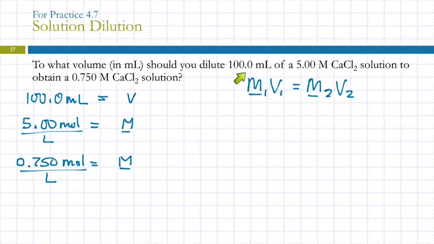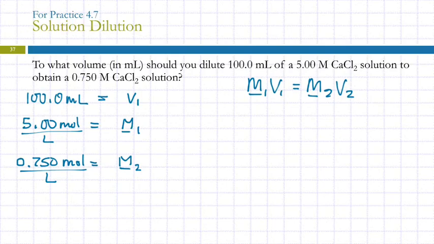So that's where the words help us out. 100 milliliters of 5 molar. These 2 go together. Column 1, column 2, whatever you want. I'm going to call them 1. So 100 milliliters, volume 1, of 5 molar. That's molarity 1. Those go together, so this molarity must be molarity 2, and then what I'm solving for is volume 2. Any questions about that?